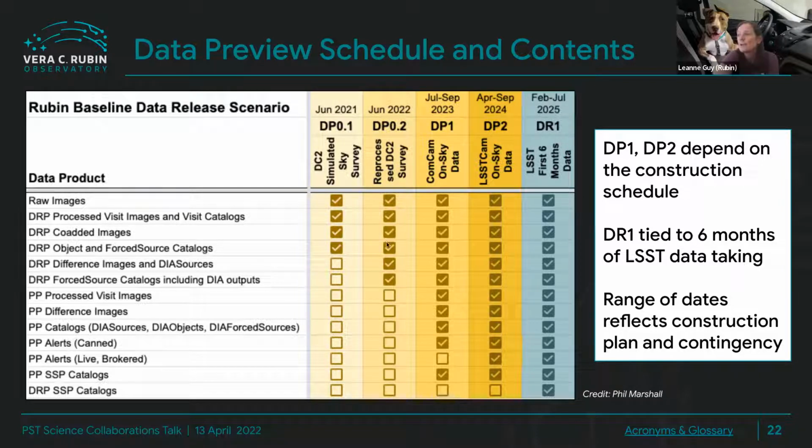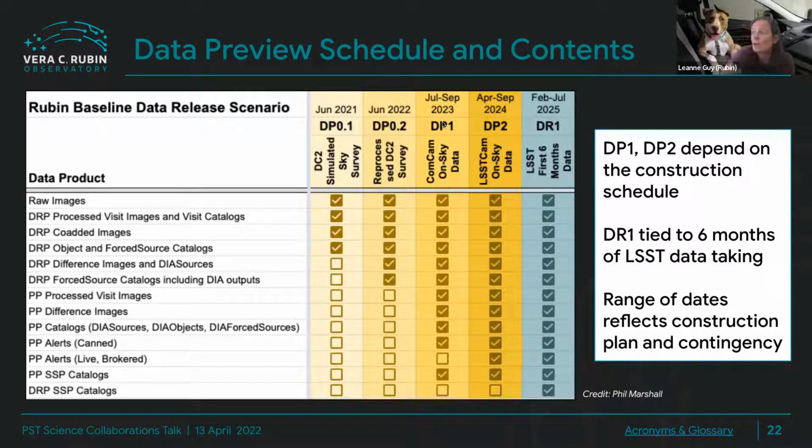In DP0.2, which is coming up in June this year, we will also be serving difference images and sources detected in difference image analysis, as well as the forced source catalogs, including outputs from difference image analysis. And this is the one that's, I think, really key to supporting the time domain. Someone before asked about time domain science and the fact that DP0.1 wasn't really very supportive for this. We will have the forced source catalogs available, and this will enable much more time domain science as part of DP0.2.